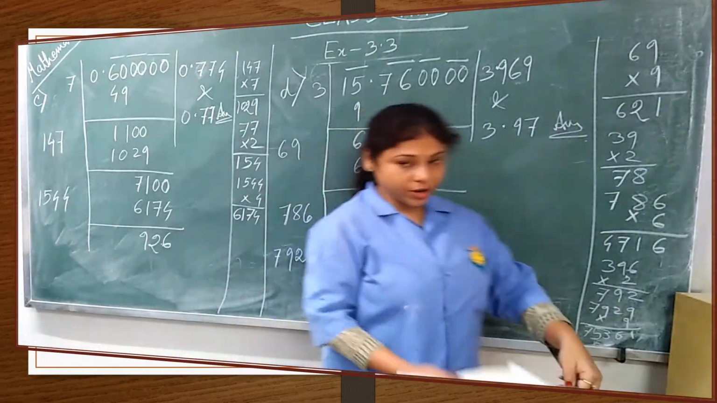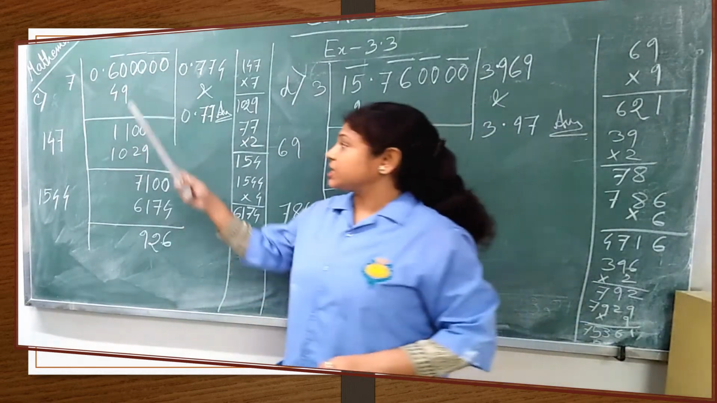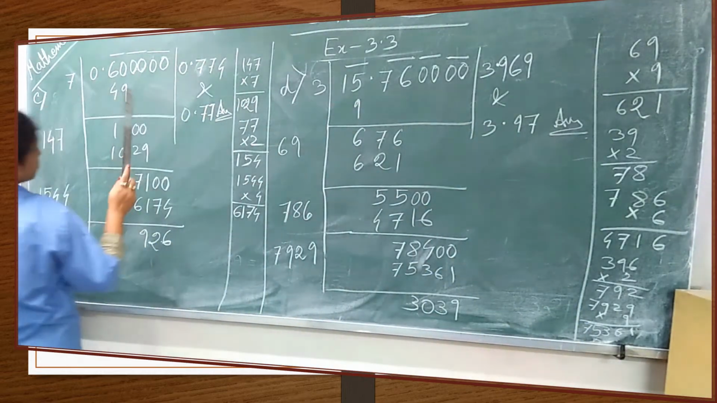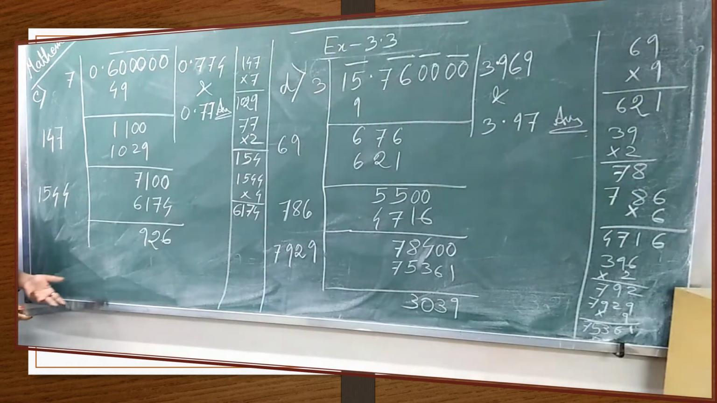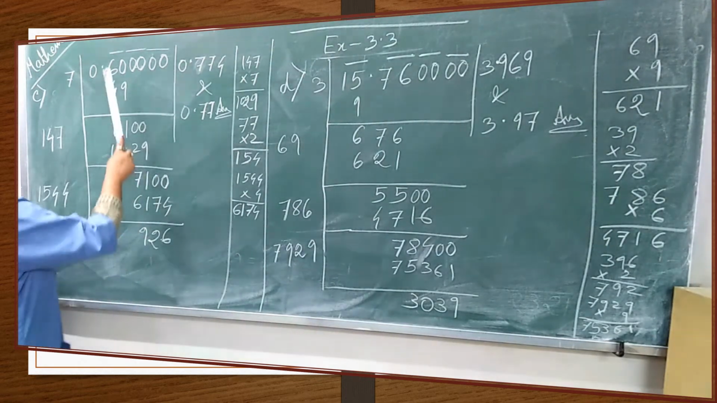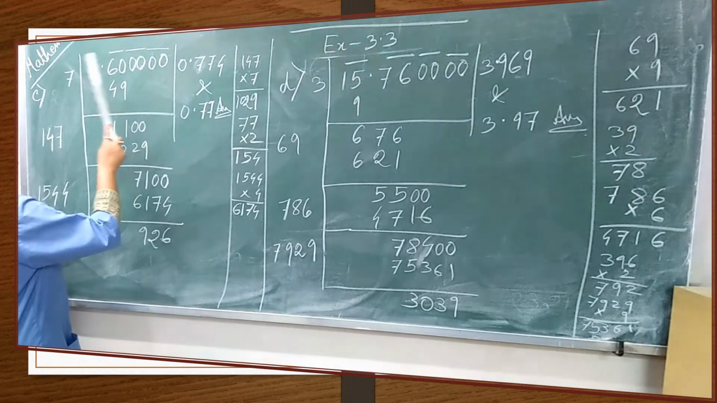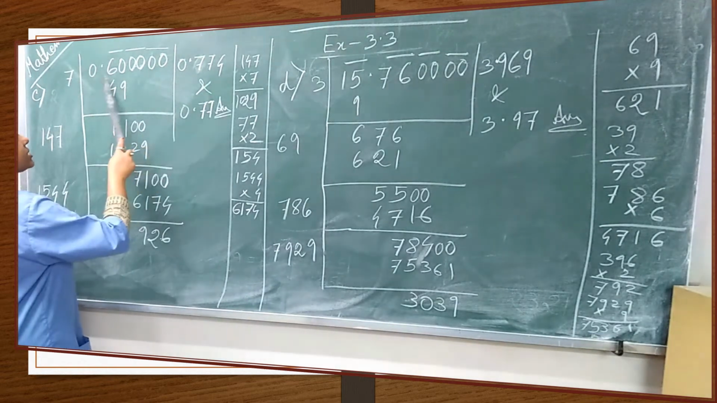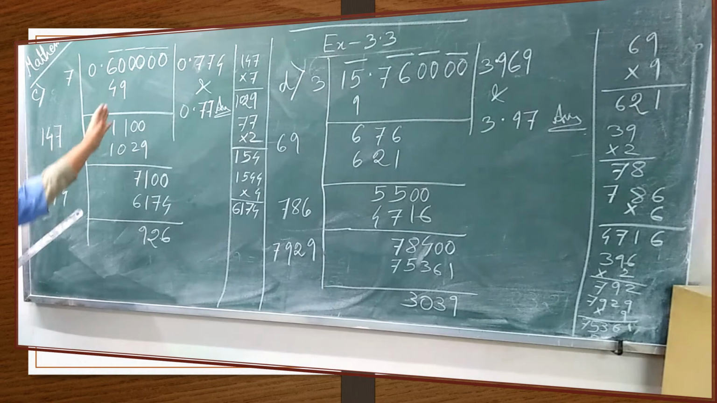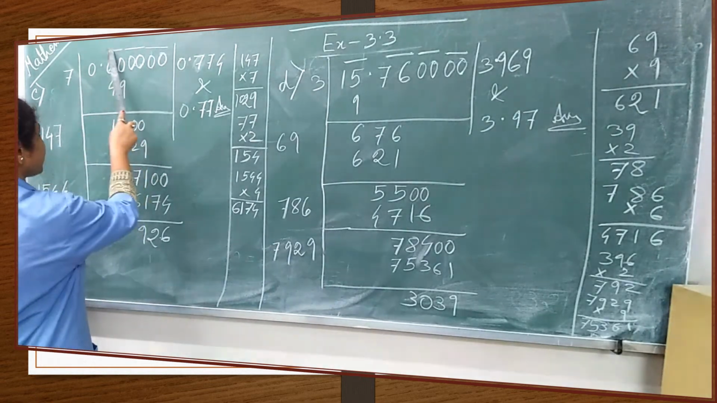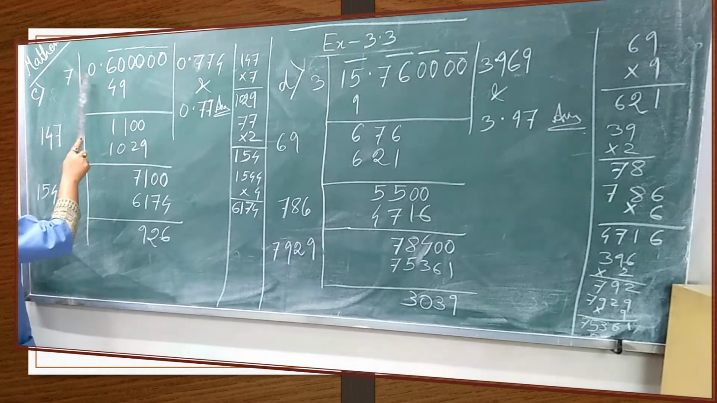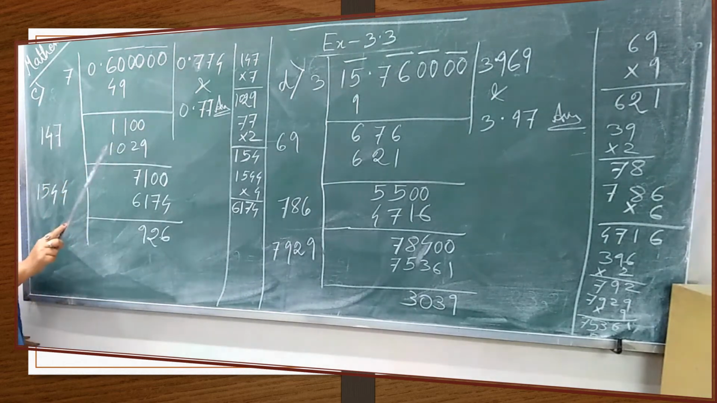Now exercise 3.3, question number 2C, and that is 0.6 only. The question is only 0.6, but you have to find the square root till 3 decimals. That's why I have taken 5 zeros. After the decimal, 3 decimals means 6 decimal places are needed here as the dividend. So I have taken 5 zeros. Pairing I have done. Then 7, first 0 point I have retained.